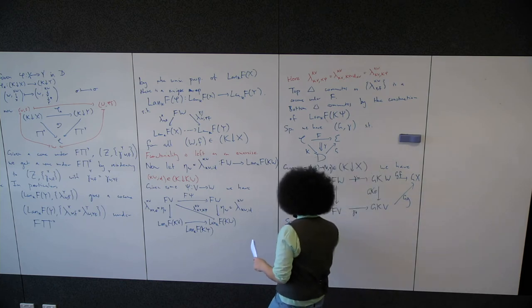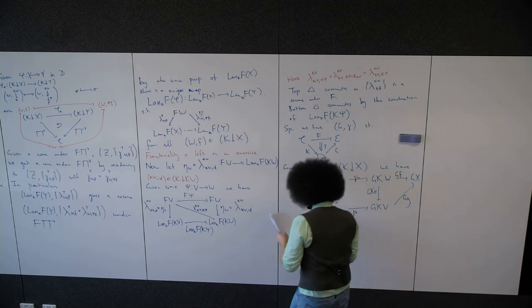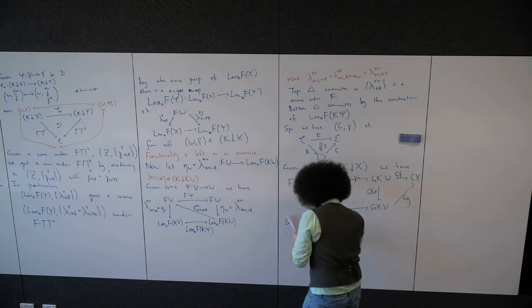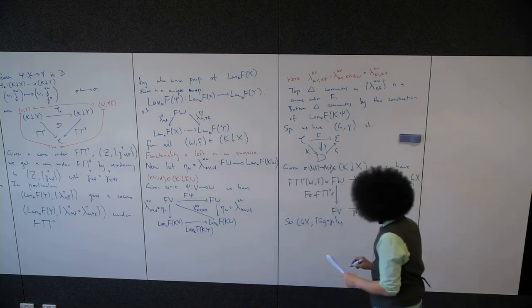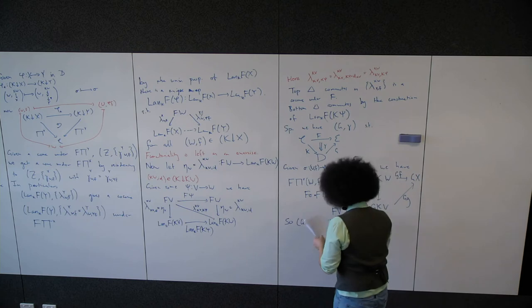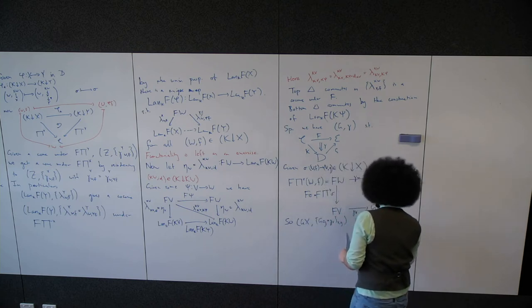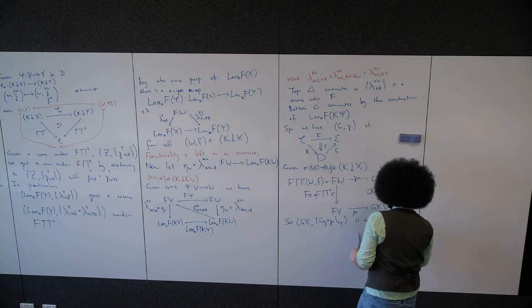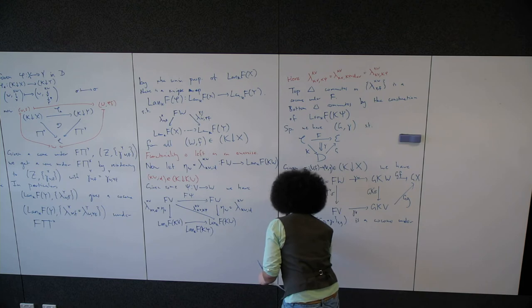So GX, and then G of G composed with gamma V for all objects V, G in our comma category is a cocone under F and the projection for X.